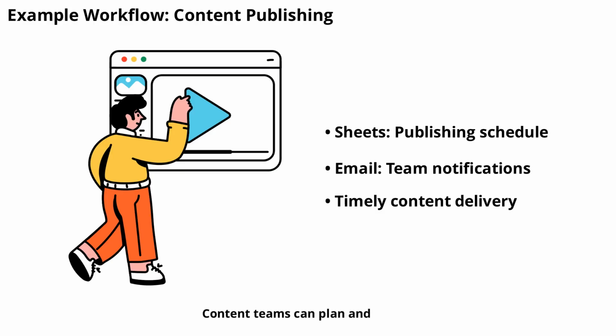Content teams can plan and track publishing schedules in Google Sheets. Email automation software can notify team members of deadlines, publish dates, or content approvals. This keeps everyone aligned and ensures timely content delivery, with Sheets managing the schedule and email automation handling notifications.